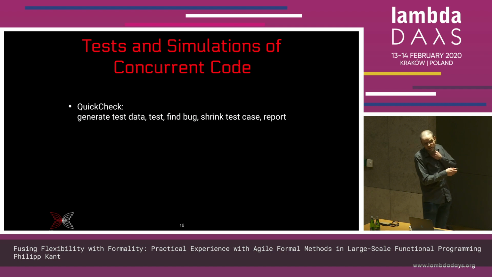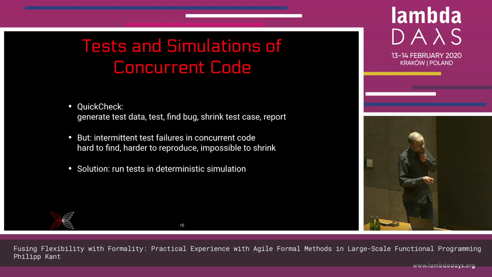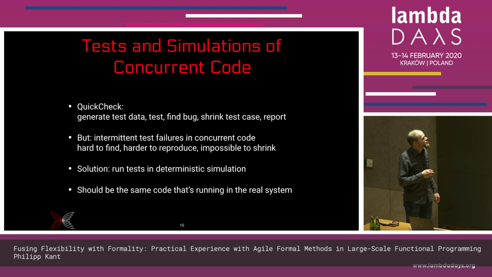The thing is, with QuickCheck and stateful code, and in particular concurrent code and code that interacts with the outside world, it's really hard to find bugs because they're intermittent. It's harder to reproduce them, and it's impossible to shrink them. So what we do instead, in order to make it reproducible and deterministic, is run our code in simulation. And if we do that, then we can reproduce the bugs, and we can shrink the test cases, because the simulation is deterministic.